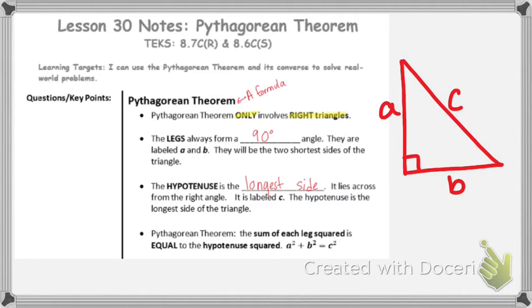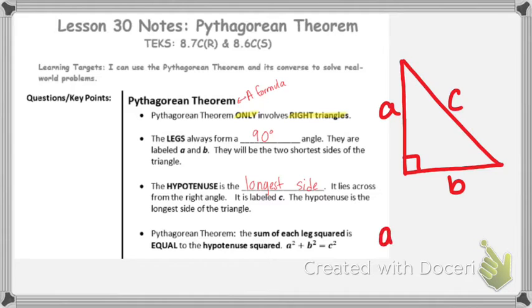So the Pythagorean theorem says the sum of each leg squared is equal to the hypotenuse squared. You might have heard or seen this before: A squared plus B squared equals C squared. That is the formula of the Pythagorean theorem.